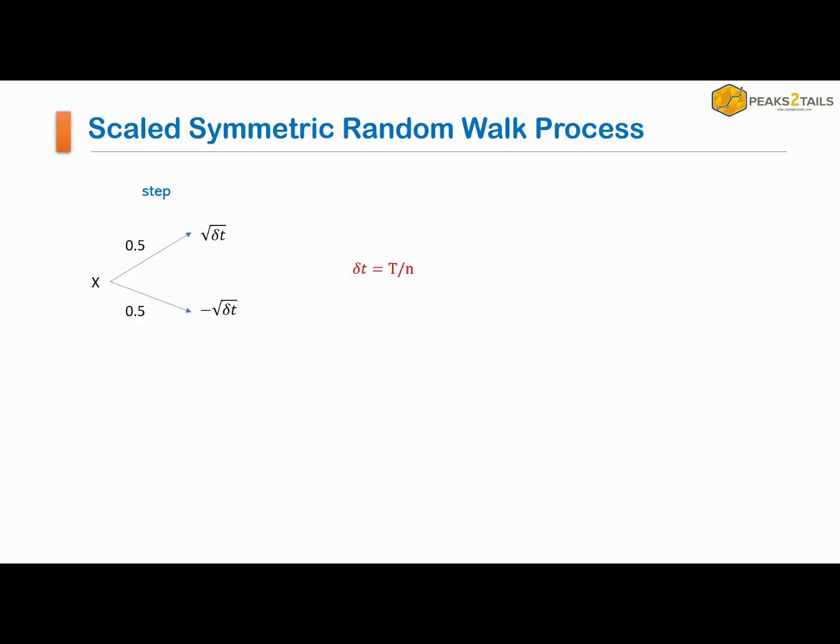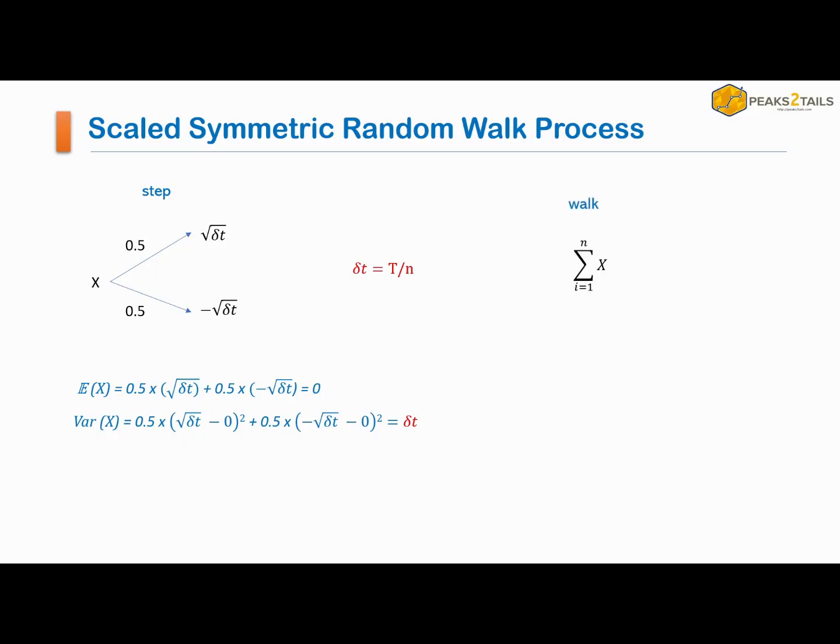So this is called a scaled symmetric random walk process. Scaled because we have replaced the plus 1 minus 1 by square root of delta t and minus square root of delta t. Now, expectation of this process is 0. Again, it is symmetric. And the variance of the step is delta t.